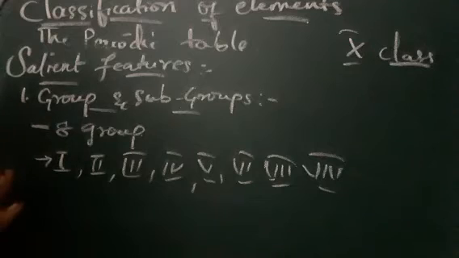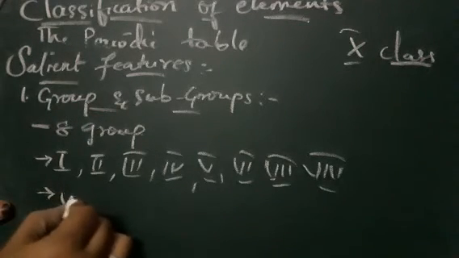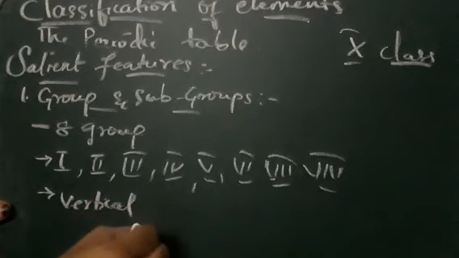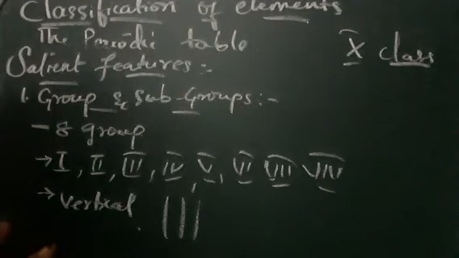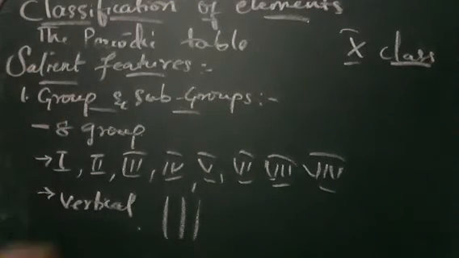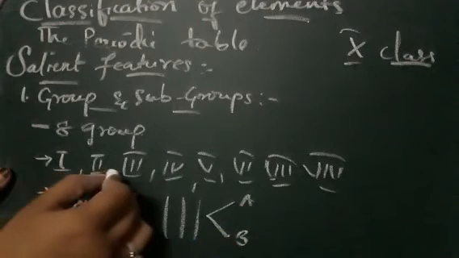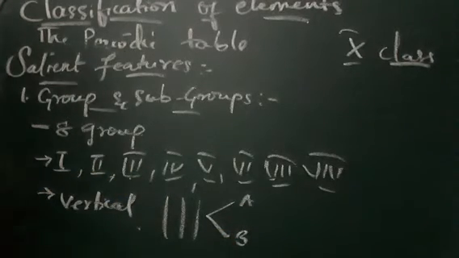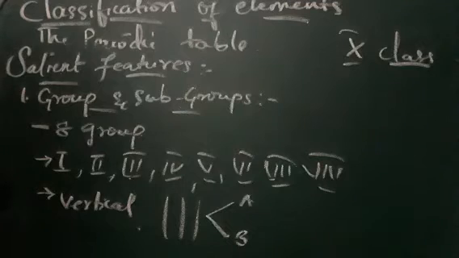Elements present in a vertical column are called a group. Each group is again divided into subgroups, A and B: 1A, 1B, 2A, 2B, like this. For example, in group 1A we have the alkali metals: lithium, sodium, potassium, rubidium, cesium, etc.